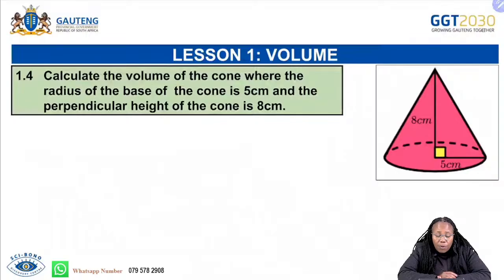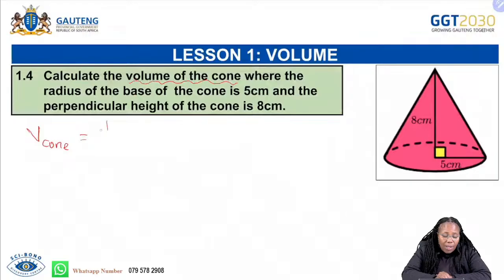Calculate the volume of a cone where the radius of the base of the cone is 5 centimeters and the perpendicular height of the cone is 8 centimeters. We are calculating what? The volume of the cone. So that means you need a formula for the volume of a cone. Volume of a cone is equal to 1/3 pi r squared h. And then where the radius of the base of the cone is 5 centimeters as indicated there.